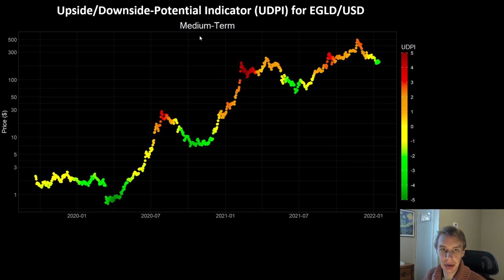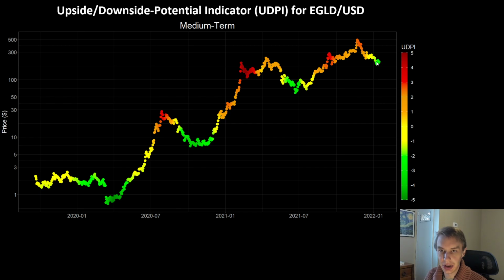Now I should note I'm showing you here the medium term UDPI. If you're not familiar, we can specify the UDPI to care about different types of risk on different time frames. For the medium term, what we're talking about is risk in moves that might play out over weeks, essentially. So it'll still pick up on these broader movements, but also give you information about intra-move volatility and where things might be overheated, leading to some sideways action before more upside is possible, that kind of thing.